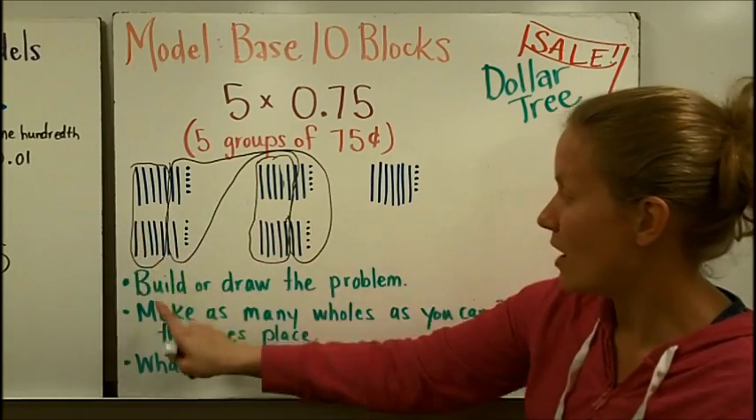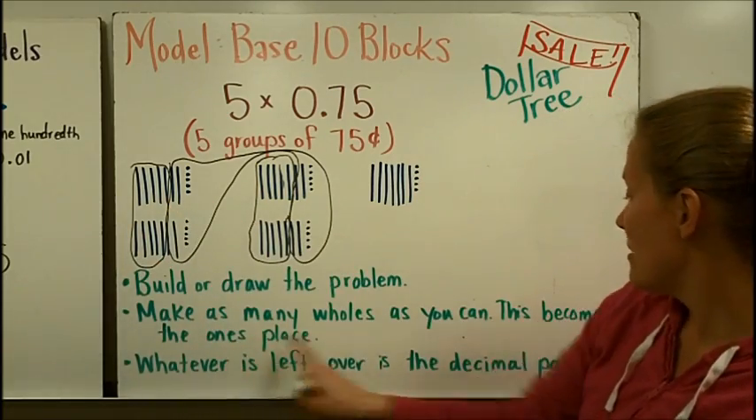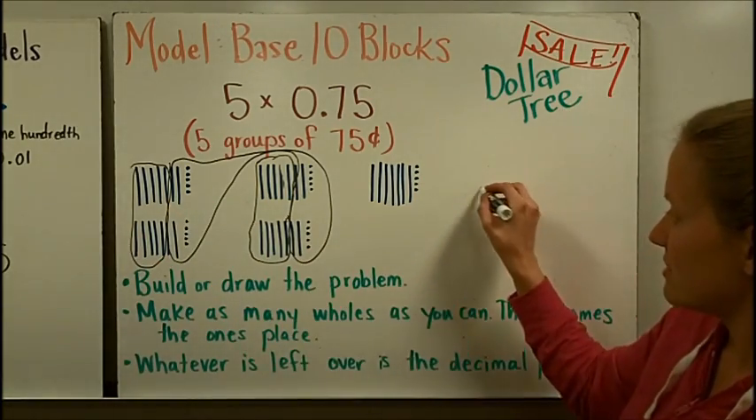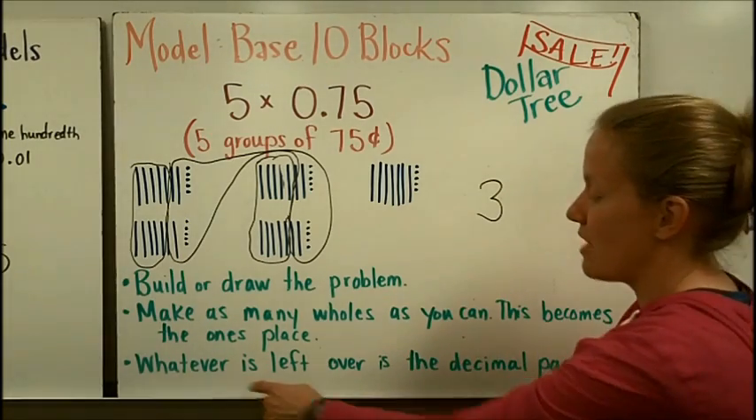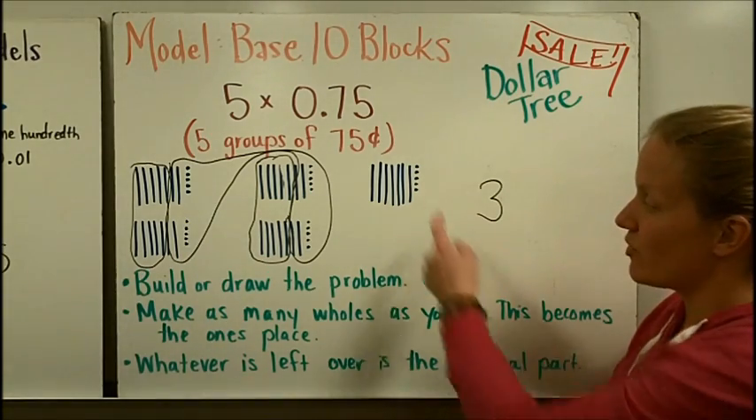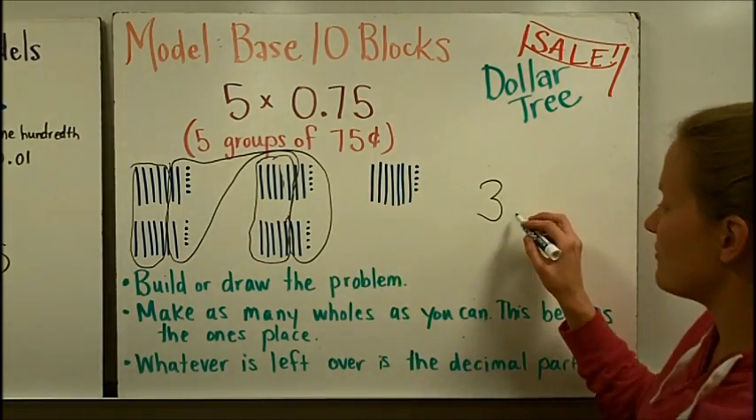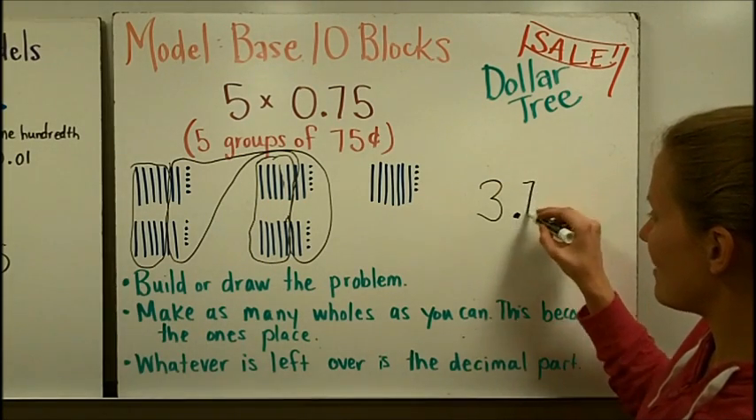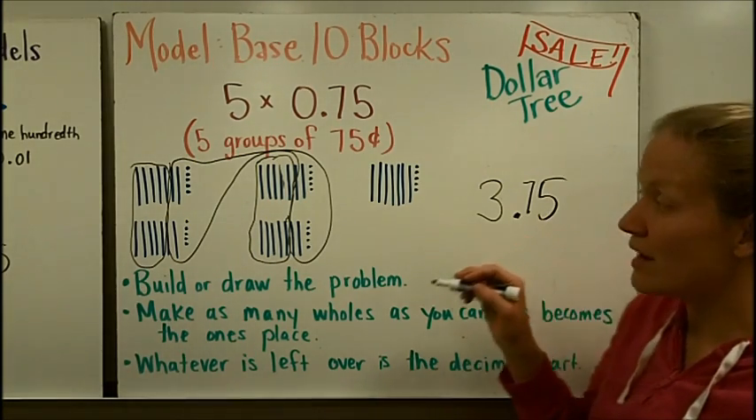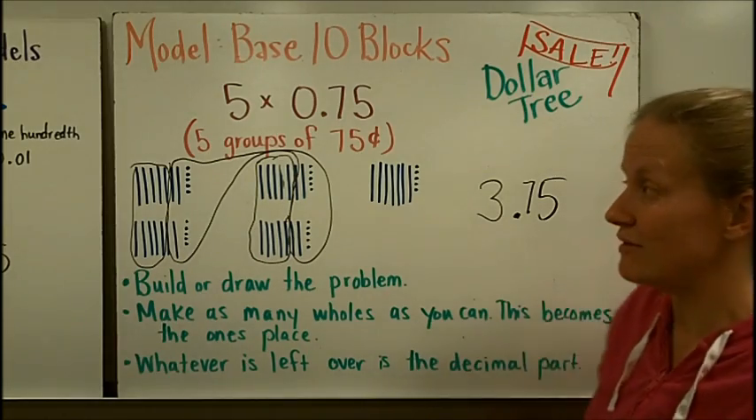So I had 1, 2, 3. That becomes my ones place, 3 wholes. Whatever is left over is the decimal part. So I had 75/100ths left over. That would be 75/100ths. So in this story, you're going to spend $3.75 at the store.